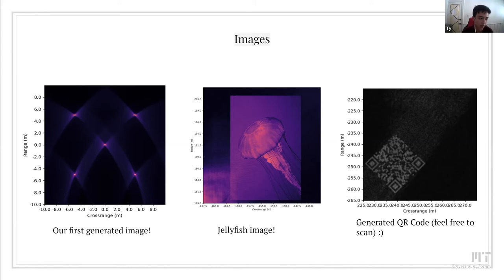This image was a pain to get, but once we were able to get this 5-point scatter, we were able to get a lot of other things. This is an example of a high definition image. This is a jellyfish, and you can see it nearly has the same optical fidelity as a normal picture, which I think is really cool. And here is a generated QR code. So there are many different types of images you can detect with this radar.